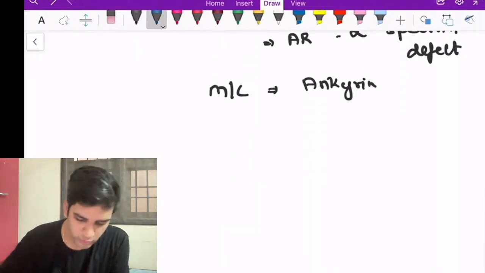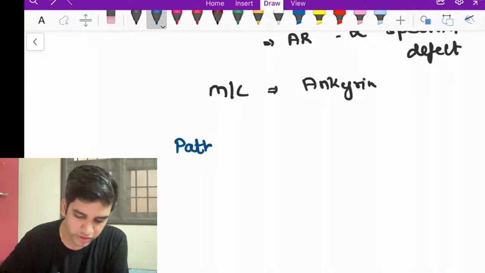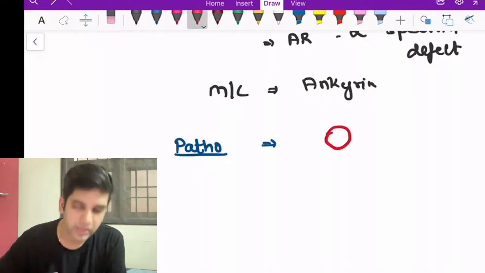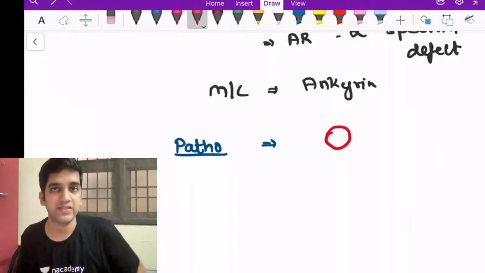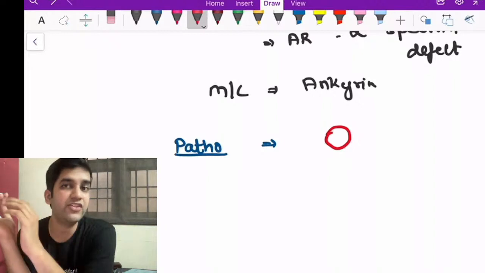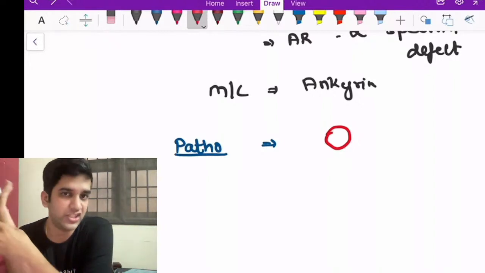So my pathogenesis is very simple. In hereditary spherocytosis, it becomes a spherical RBC. When it becomes spherical, I have a few problems. The only advantage for me is that it is an energy efficient state. I don't want to spend lots of energy there, right?